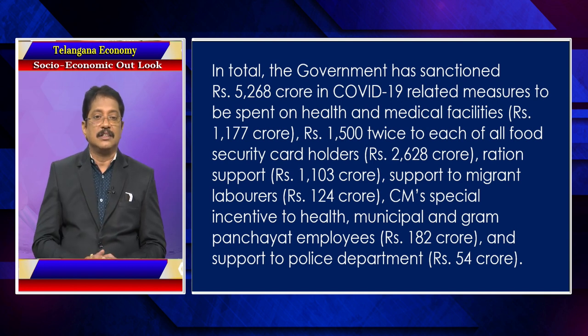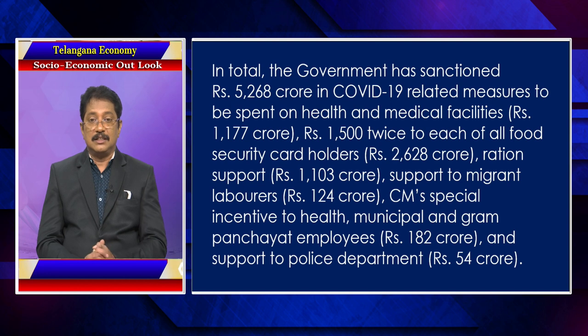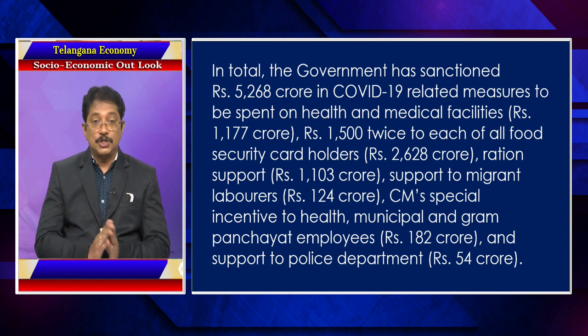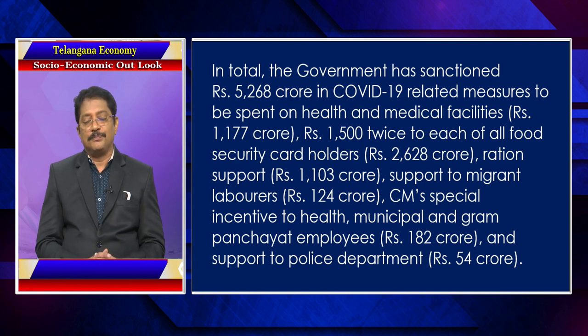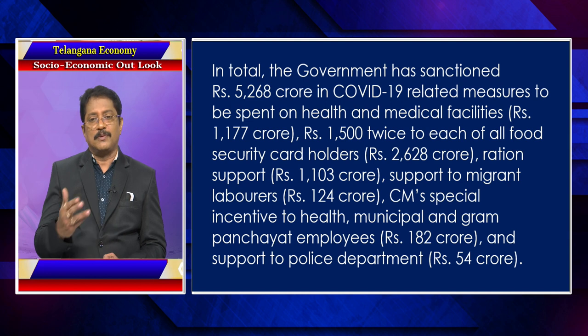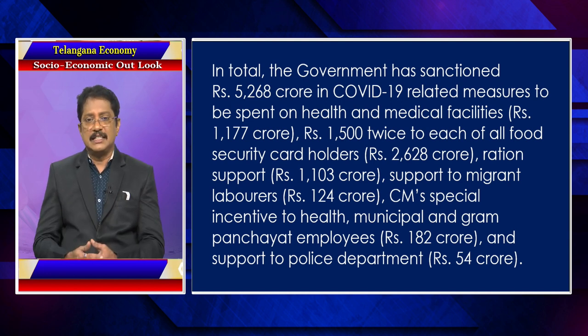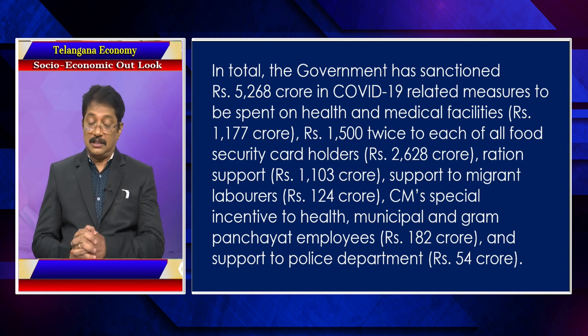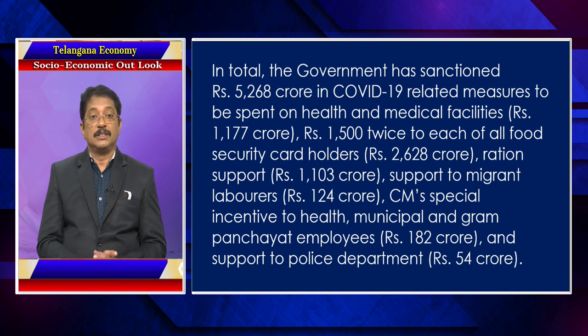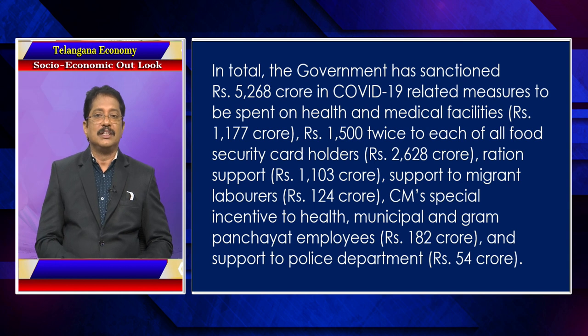For the support of migrant labor, for providing essential commodities and to send those people to their native places with the support of the railway department, for all those things they spent nearly 124 crores. And CM special incentives to health and municipal and gram panchayat employees, that is 182 crores, because their salaries are increased, and they provide some medical facilities to them, medical kits, PPE kits, all these things. It is given for the municipal and gram panchayat employees. It is 182 crores, and support to the police department 54 crores.